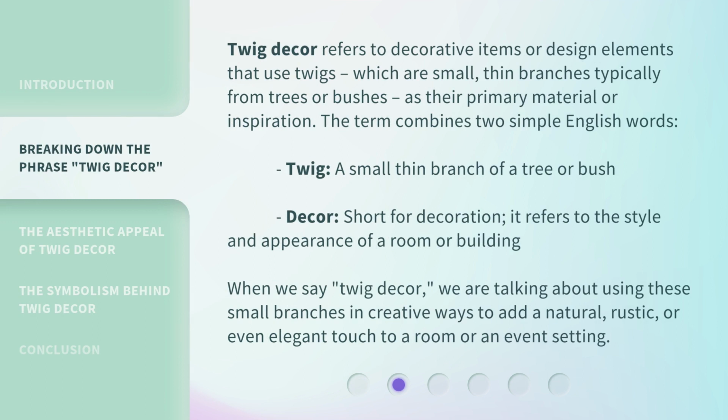Twig decor refers to decorative items or design elements that use twigs, which are small, thin branches typically from trees or bushes, as their primary material or inspiration. The term combines two simple English words. Twig, a small thin branch of a tree or bush. Decor, short for decoration. It refers to the style and appearance of a room or building.